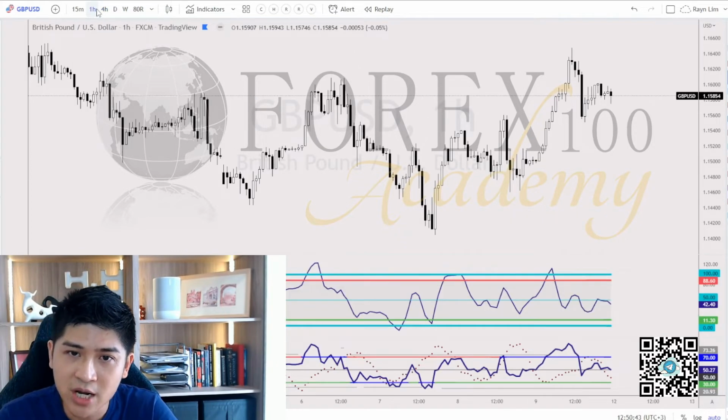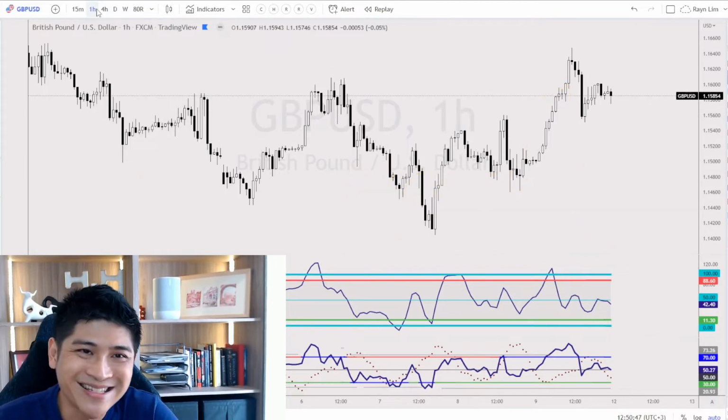All right, so 1 hour chart, this is what we have, and potentially there is also another harmonic pattern setup.